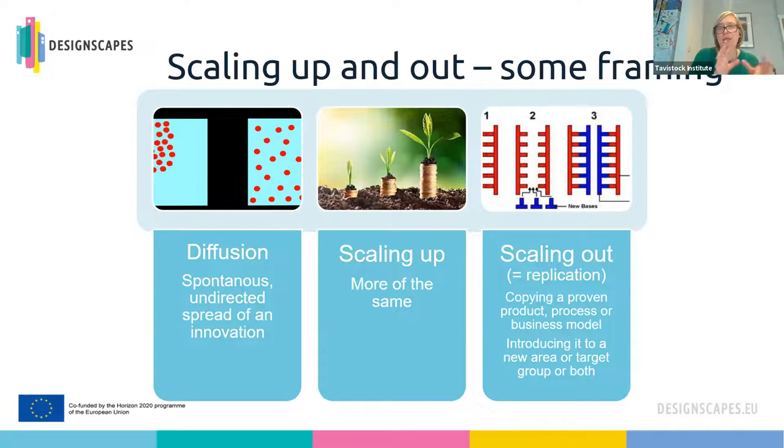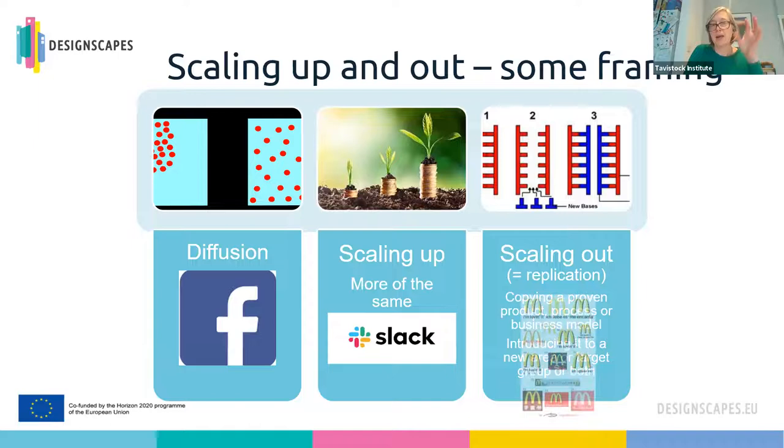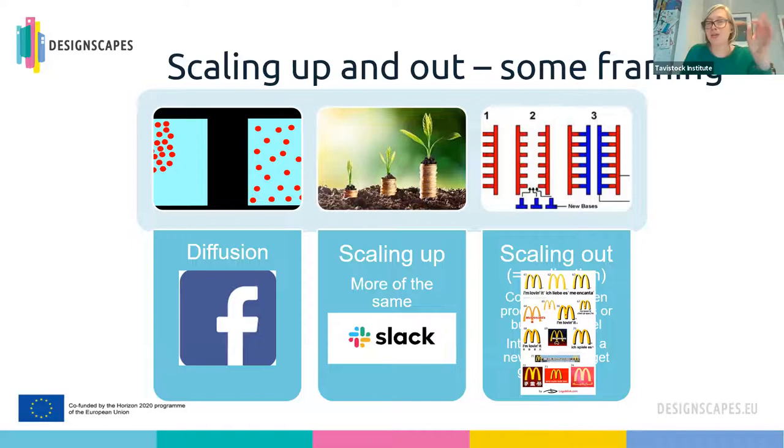We can think of it simply as diffusion of innovation, which is spontaneous and undirected, and arguably what happened to Facebook. Scaling up, we tend to think of as a process of doing more of the same: more activities, maybe in the same organization, in the same urban area, with the same user group. Slack is one of those technologies that seem to have scaled, which we might all be familiar with. Then scaling out, which we could also call replication, is basically copying a whole model that's been shown to work and putting that into different contexts, with different user groups or different cities, in different countries or in the same country. The example that I quite like is McDonald's, because it shows lots of the trials and tribulations involved even in scaling out.